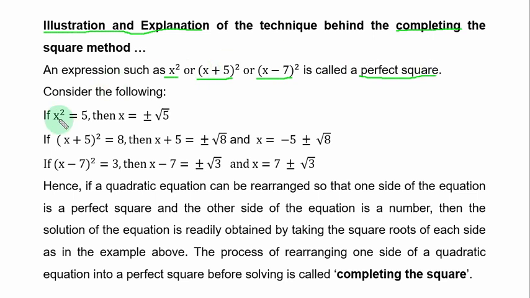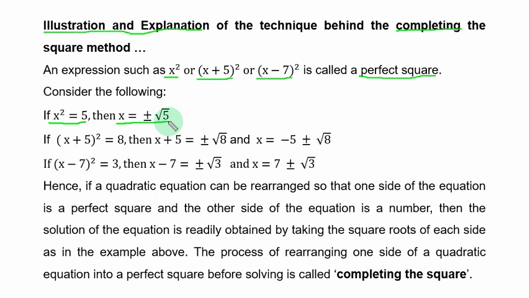Consider the following: s squared equals 5. If you are to find the value of s from this, you simply take the square root of 5. For you to get s from s squared, you take the square root of both sides, and that gives s equals plus or minus root 5.